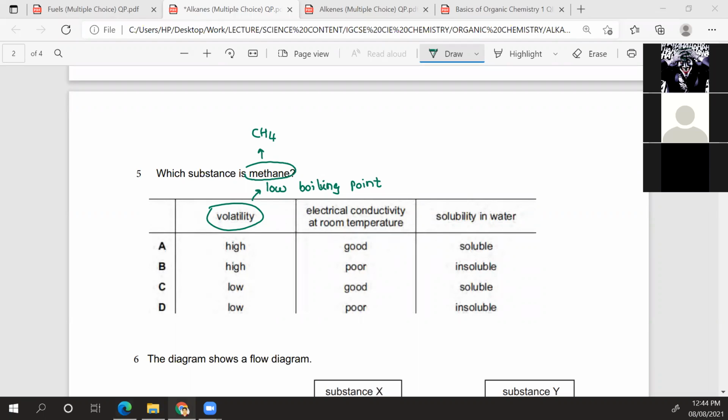High volatility means it will have a very low boiling point. It will evaporate very quickly because it's a gas. So the answer has to be from A and B.